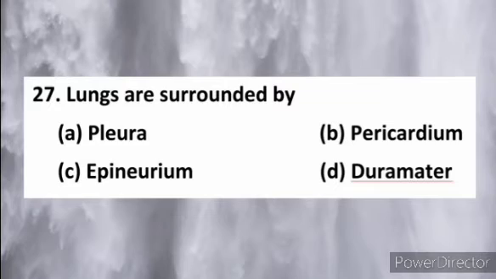Question number 27. Lungs are surrounded by. The answer is option A, pleura. Okay. Lungs are surrounded by a double membrane called pleural membrane. Between these 2 double membranes, there is a cavity called pleural cavity, which is filled with pleural fluid. This pleural fluid acts as a lubricant and cushions the lung tissues. Okay, so the lungs are surrounded by pleura. Option A is the pleura.